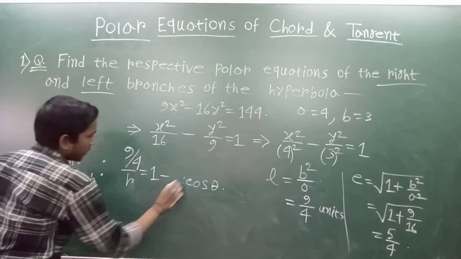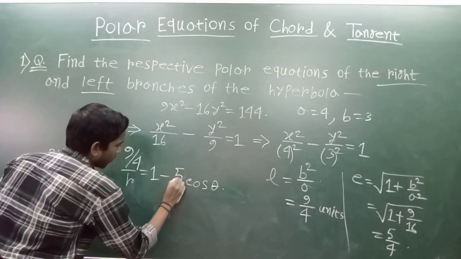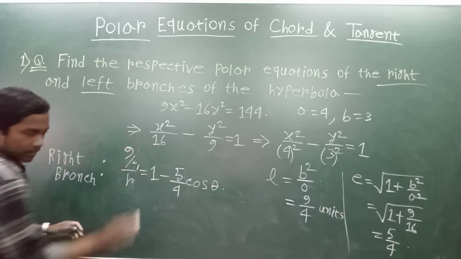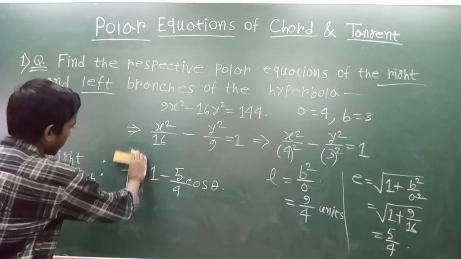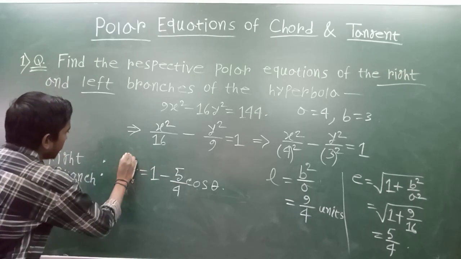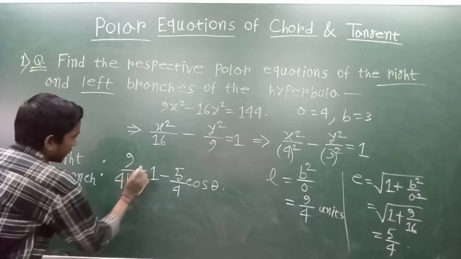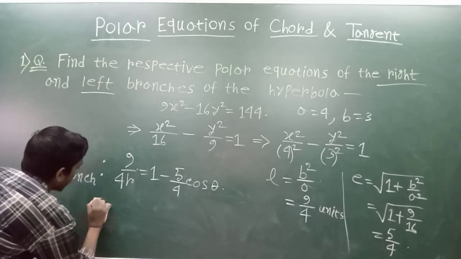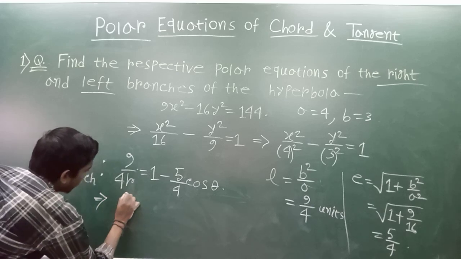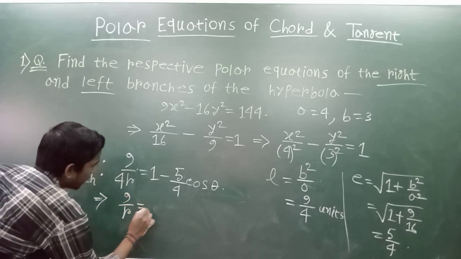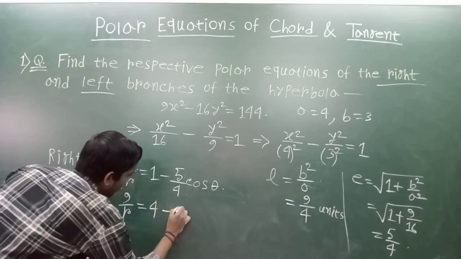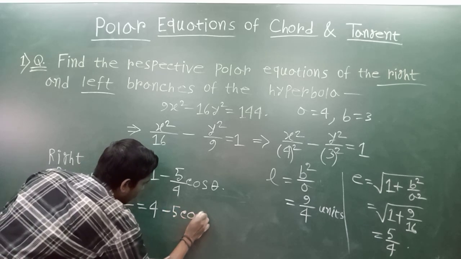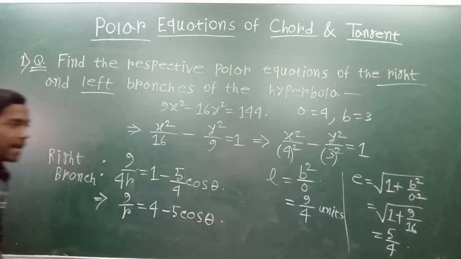9 by 4 and 5 by 4. So you can write 9 by 4R is equal to this. If we multiply both sides by 4, we get the equation of the right branch. That is 9 by R is equal to 4 minus 5 cos theta. Okay, this is the equation of the right branch.